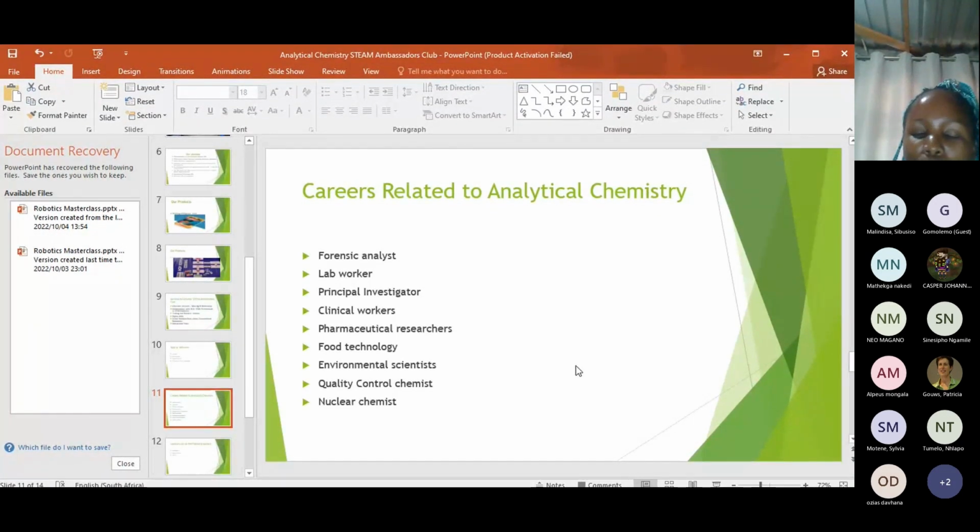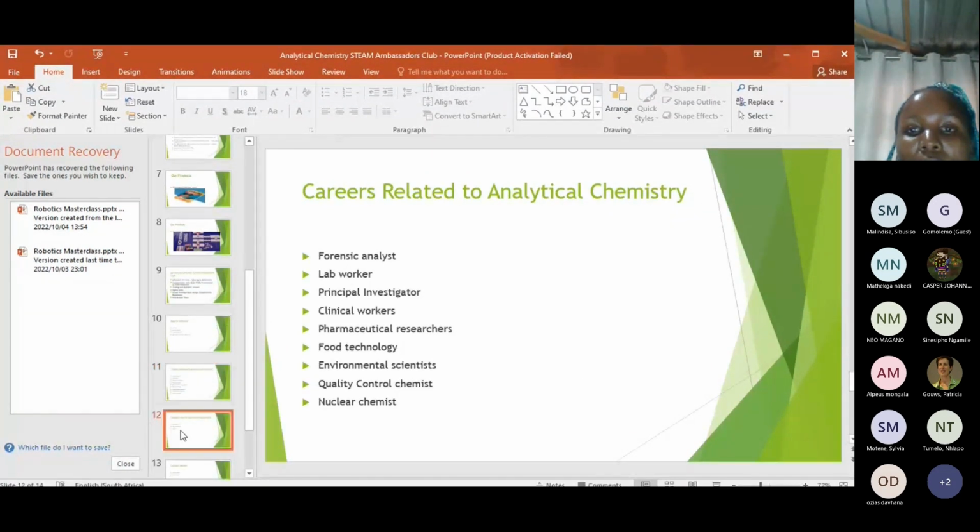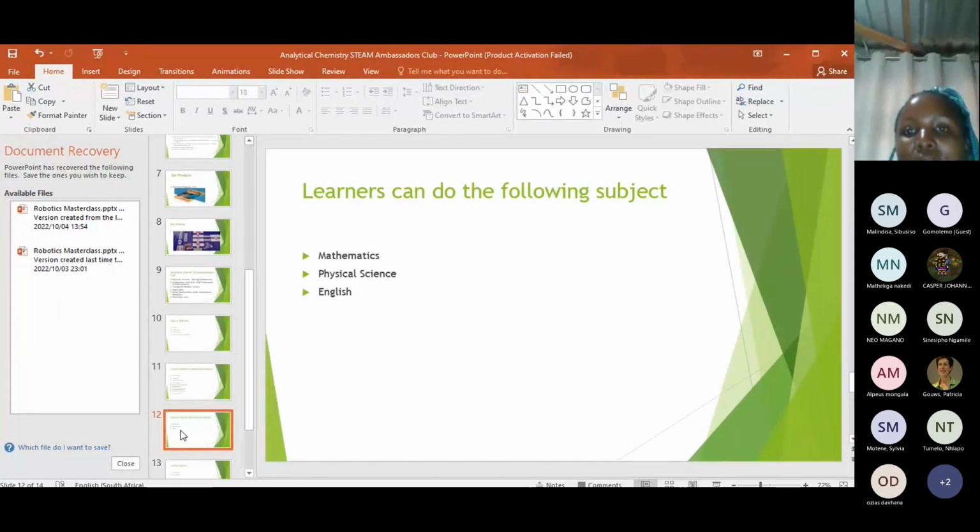So analytical chemistry has lots of opportunities. It's not limited to the ones that I've stated. Some get to work in water analysis and water plants. Some get to work in different fields. So the analytical chemistry field is quite open. Like the presenter before said, they're analyzing cancer, so it can also be in the medical field. And the learners can do subjects such as mathematics, physical science, and English.